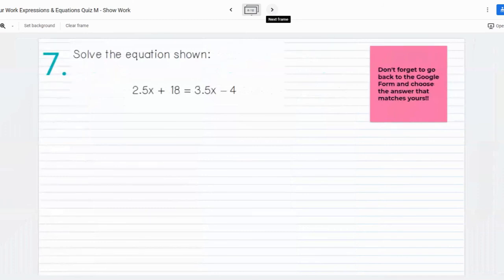Question number 7, very similar. Solve the equation shown. 2.5 times x plus 18 is equal to 3.5x minus 4. Once you get your answer, don't forget to go back to the Google form and choose the answer that matches yours.